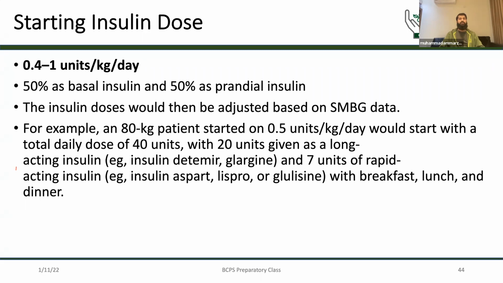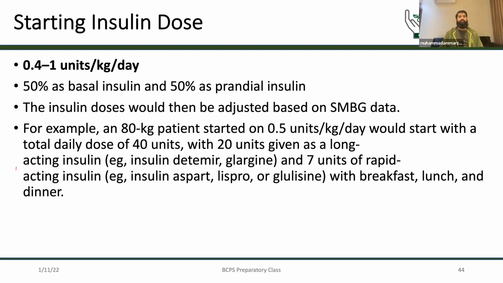And you should adjust the dose based on the self-monitoring of blood glucose data. So the patient should monitor blood glucose levels, and you should adjust the doses based on that monitoring data. But as a starting point, 0.4 to 1 units per kg per day, and dividing it into 50% basal and 50% prandial is a good starting point.